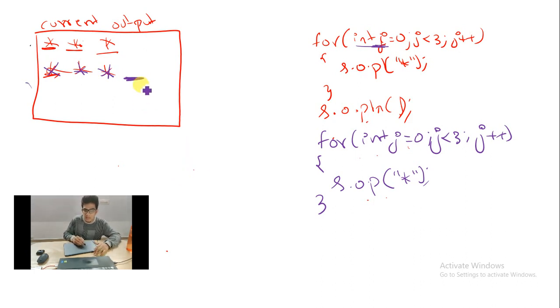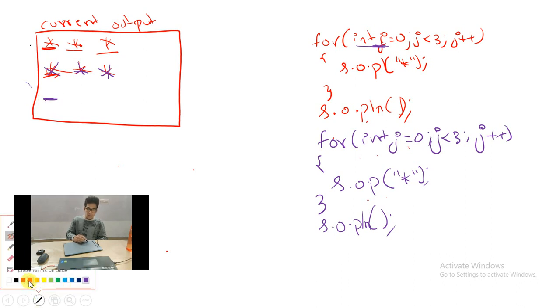You want to bring the cursor from there to here, because you want to print the next 3 stars. So to bring the cursor down, you have to tell System.out.println. You have to tell println and write this code. What will happen is, if you tell println, the cursor will be removed from there and will come and sit here.